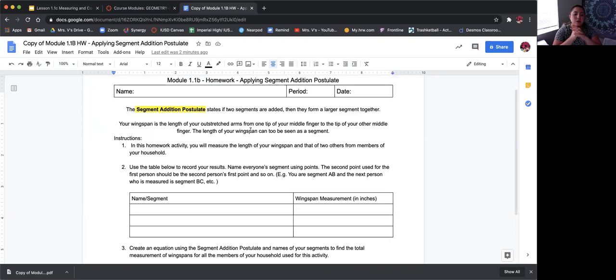And it's saying that in this homework activity, you're gonna measure the length of your wingspan and that of 2 family members. I need 3 people, okay? Or 3 members of your household that can participate in this activity. 1 is yourself and then 2 others. You're gonna go ahead and use this table here that's provided for you.